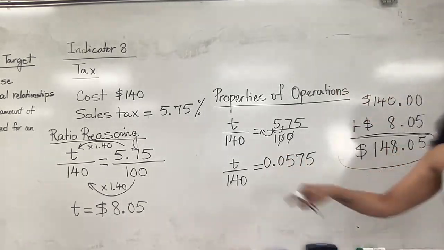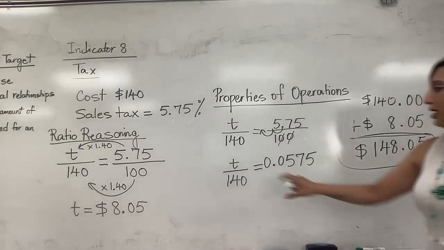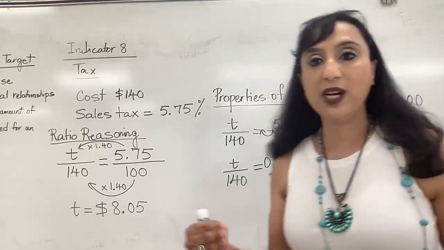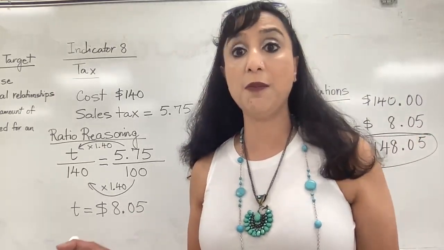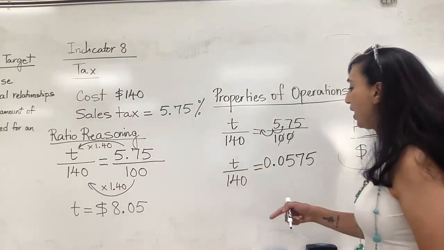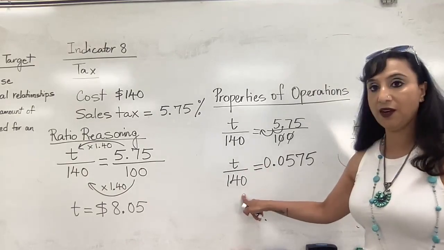That just tells me there is nothing in the whole number. Okay, so now all I'm going to do is this is division. So what's the inverse of division? So I am going to use the multiplication property of equality. So I'm going to multiply both sides by 140 because this is division, right?